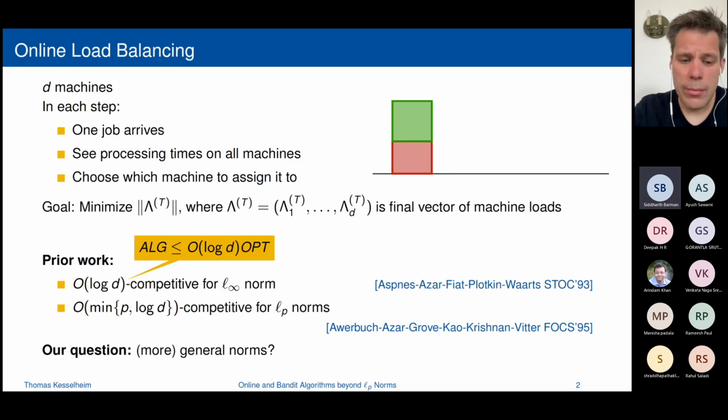Quick question: what if you go beyond LP norms? Yes. So no preemption and it's integral assignment. I'm assigning the jobs integrally, exactly. So my decisions are irrevocable. Once I assign a job to a machine, I cannot reassign it.